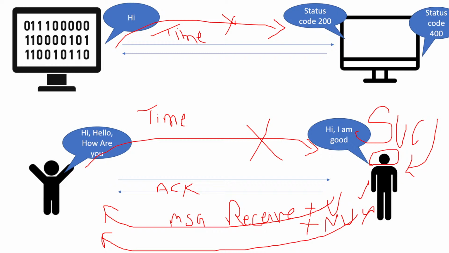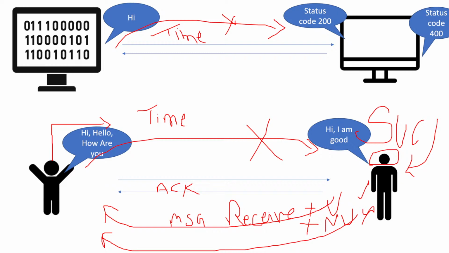If you say, sir, I got the message, but I am not able to understand, then what does the sender have to do? They have to resend the message, right? So similarly, there is a protocol. Humans have a protocol when we are communicating with each other.